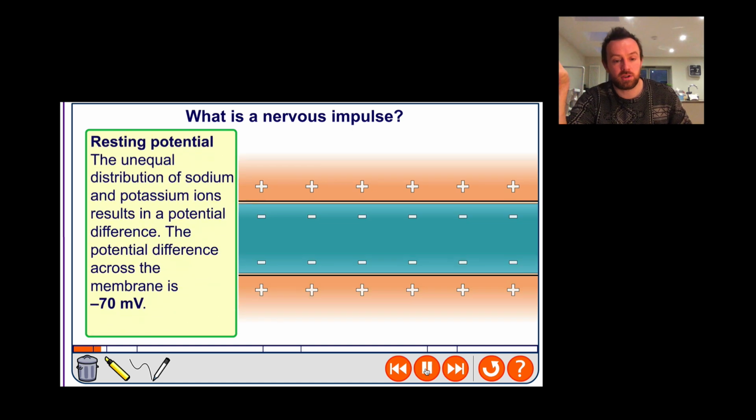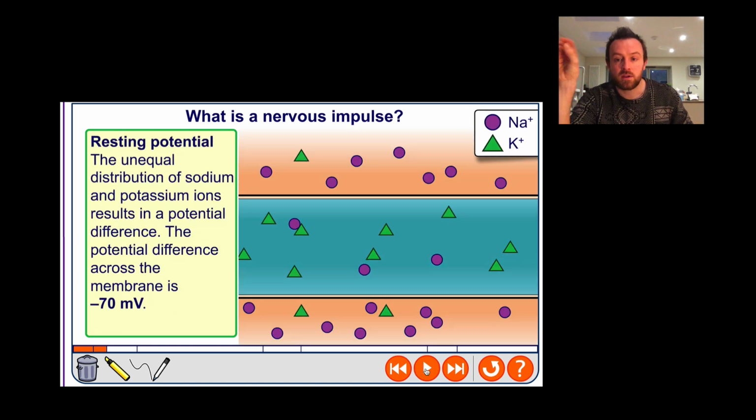And this is mainly due to sodium and potassium. There are way more sodium ions outside of the cell and quite a lot more potassium ions inside the cell. This gives a charge of about minus 70 millivolts.